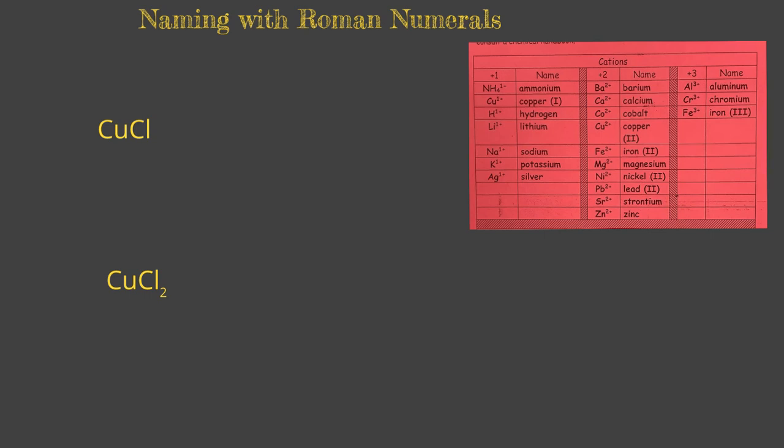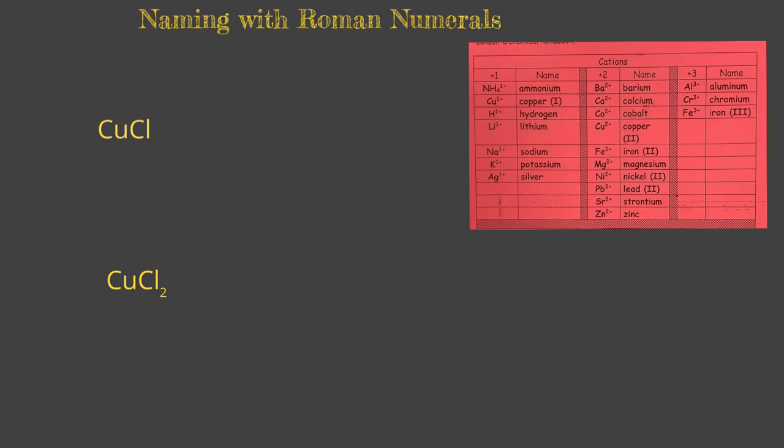Okay, now we're just going to go to page 2 on your ionic bonding packet, where we're going to be naming some compounds that have Roman numerals in them. So this just happens to be when a cation can exist in multiple ionic states. We tell everybody what state it's in by giving it a Roman numeral.